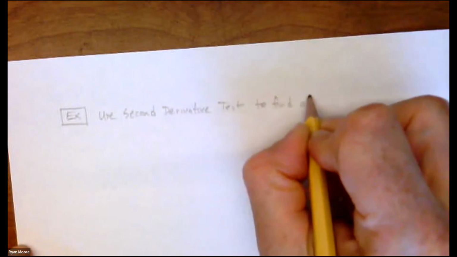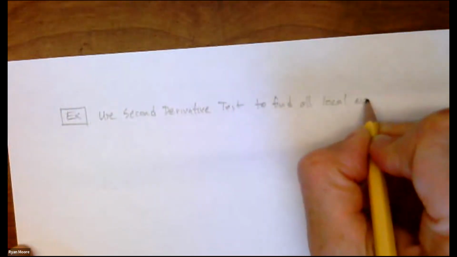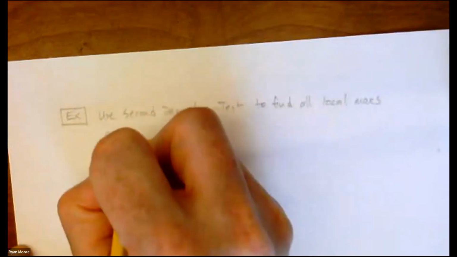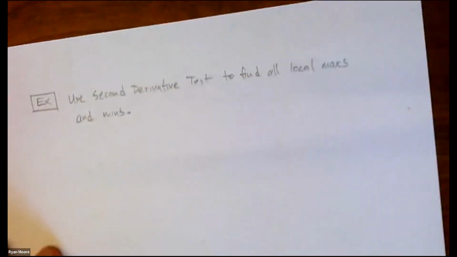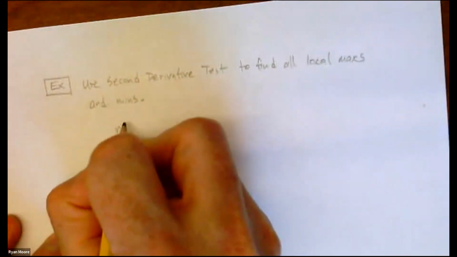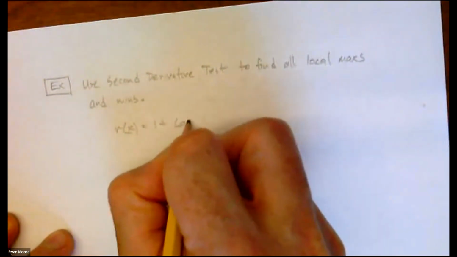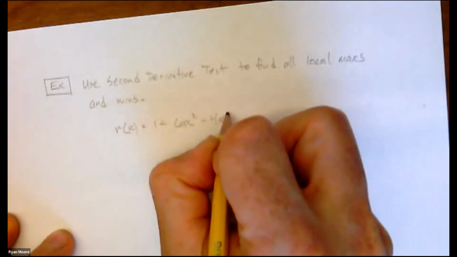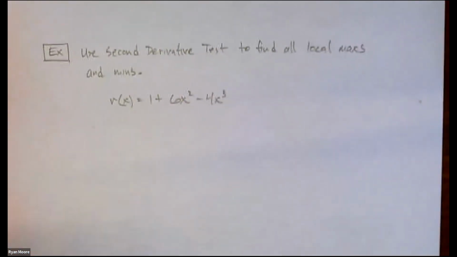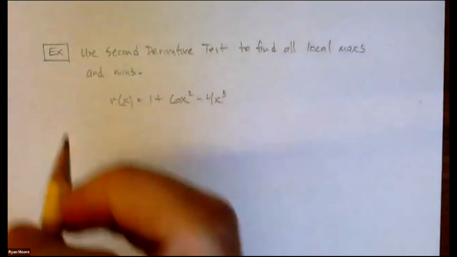To find all local maxes and mins. R of x was equal to 1 plus 6x squared minus 4x cubed. Okay, so how do we go about this? The first step in that second derivative test, or not even the assigned steps, the first thing it said was say f prime of c equaled 0. So we're going to need a derivative, but what beyond that?